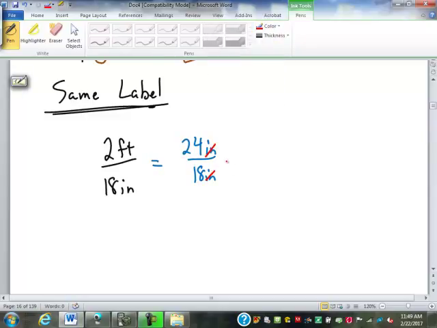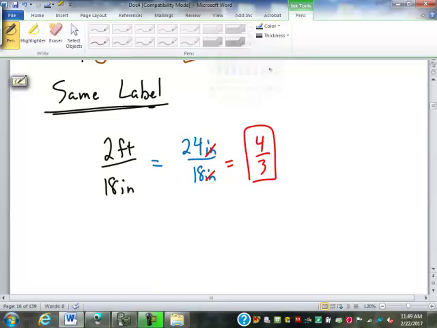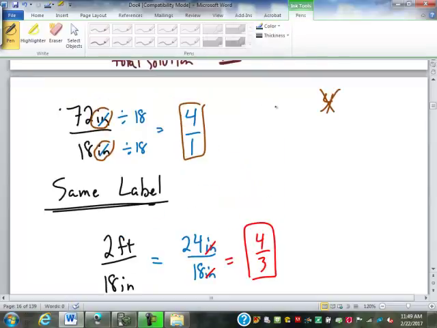So the inches cancel out. Both 24 and 18 can divide by 6, so that's a 4 to 3 ratio. And again, I would not want to turn that into a mixed number. I'd want to leave it as a ratio. Now, a couple of things to point out here. There are no units in my final ratio. Since the units of both numbers are the same, they always divide out and cancel out.